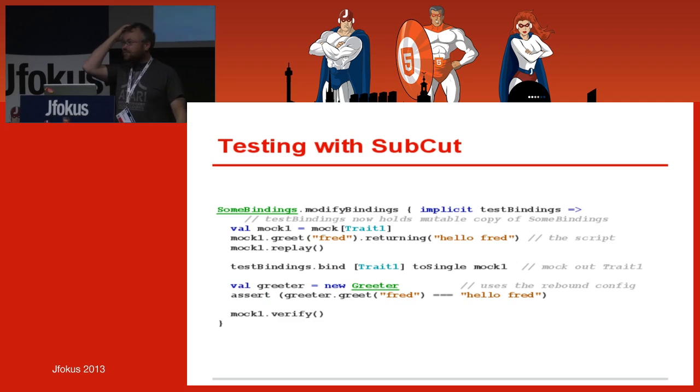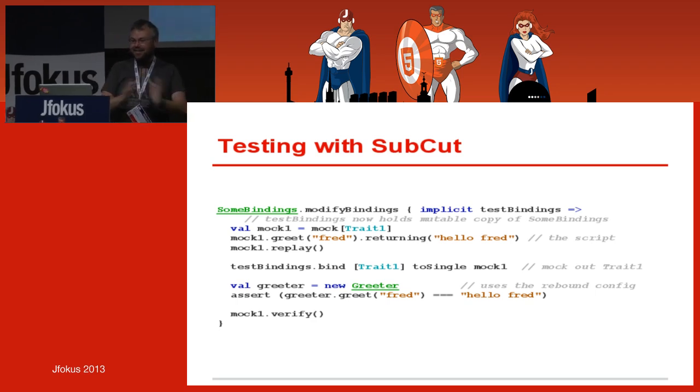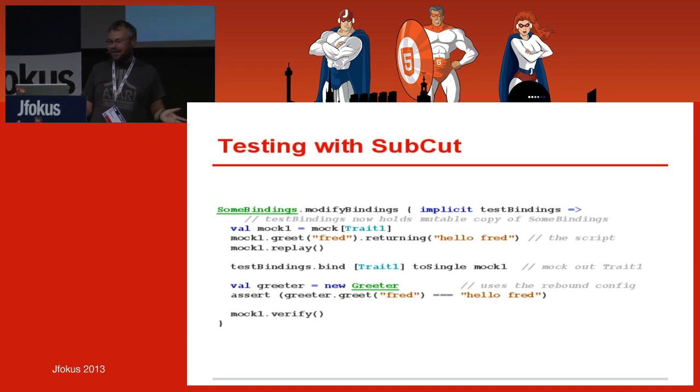Okay, testing with SubCut. This is the real payoff. How am I doing? 3 minutes. Good. This is the real payoff. This is where it gets good. So you're in a test. The test framework doesn't even have to know about SubCut. Although if you use Scala test, it's actually very effective if you create a SubCut fixture as part of your class. And then it's really sweet. The whole integration is really sweet.